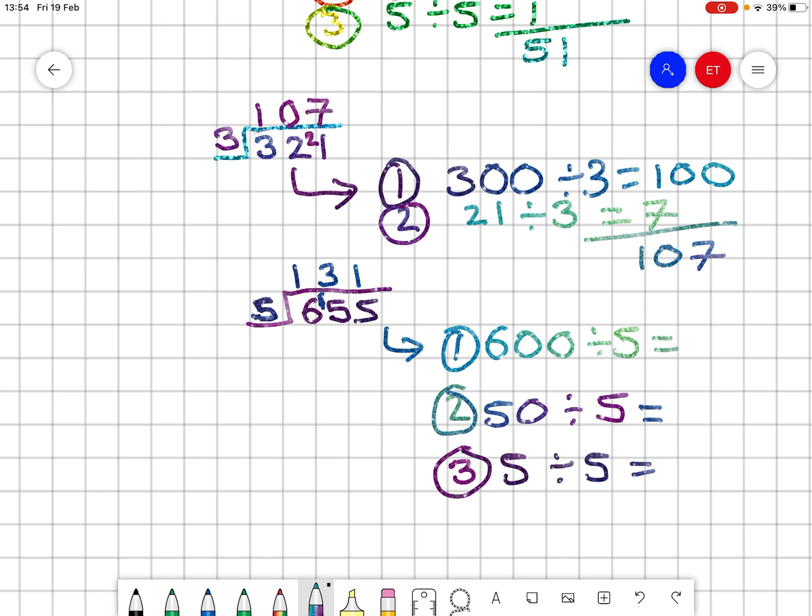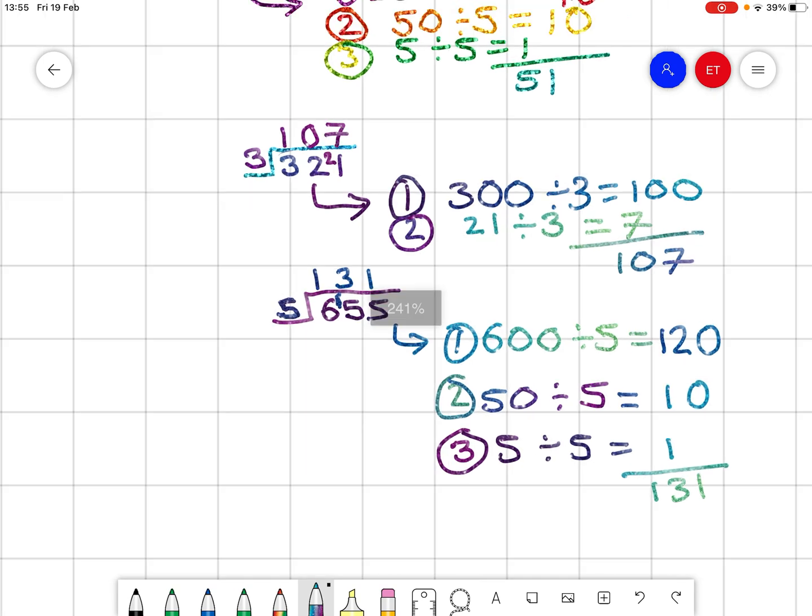Okay, so 600 divided by 5. Well, the way we can work that out, we know that 60 divided by 5 is 12, but it's 100 times more of that, so we add a 0 at the end, it gives us 120. 50 divided by 5 is 10, and then 5 divided by 5 is 1, so the answer would be 131.